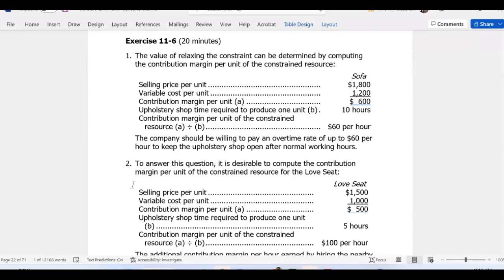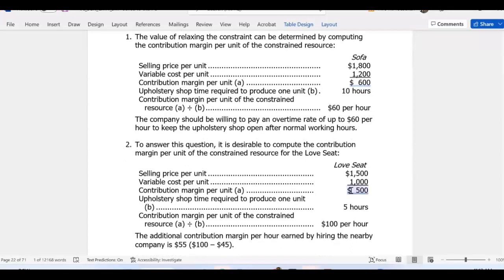Now, in scenario 2, where we have a nearby company offering us $45 per hour, the selling price of love seat is $1,500, variable cost is $1,000. So that gives us for love seat a contribution margin of $500. 500 divided by 5 hours of labor, the constrained resource, gives us $100 per hour per unit of constrained resource, right? $100 per hour.